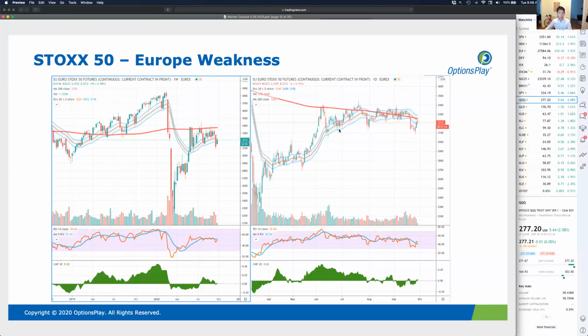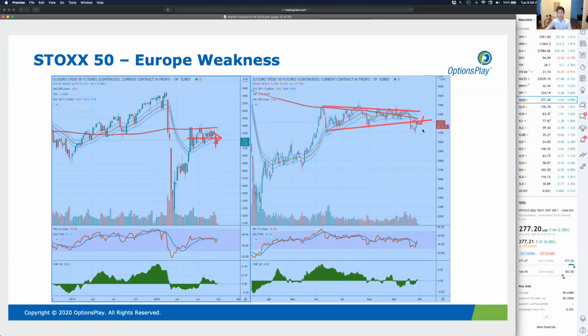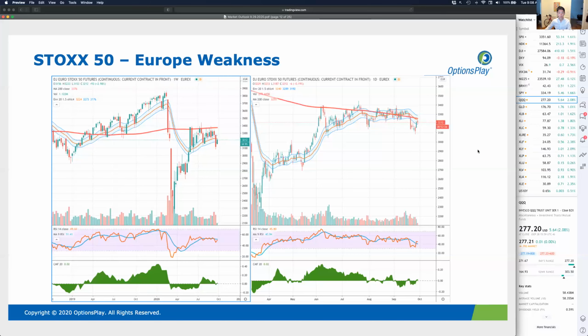So when we look at the Euro markets, we're starting to see a fair amount of weakness here. We've recently broken below this bullish trend line here. And arguably, when the U.S. markets are moving higher, not only is this losing ground on an absolute basis, it's certainly losing ground here on a relative basis.